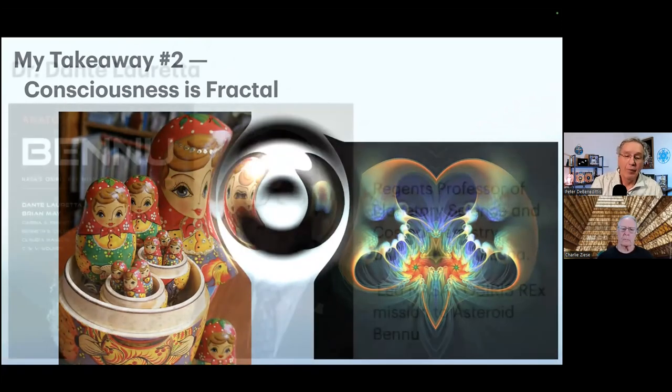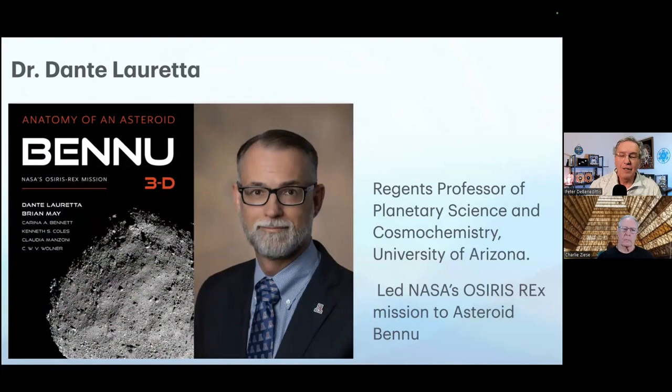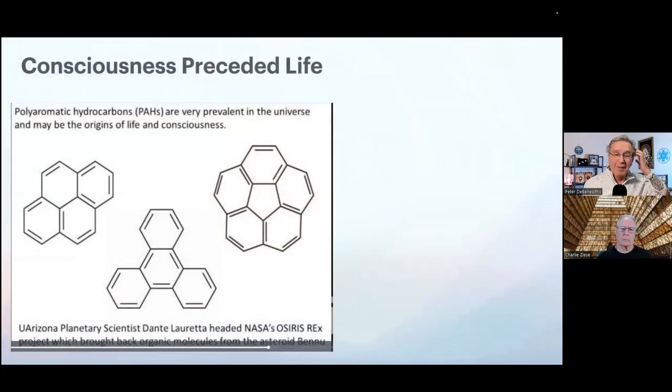It's fractal. Okay. Now, just a little side note, because it's fun, let's introduce Dante Lauretta. He was the dude in charge of NASA's mission to Bennu, one of the asteroids that came close enough to Earth. And NASA decided to check it out. And here was the guy who was running point on that thing. And guess what he found on these asteroids? Polyaromatic hydrocarbons.